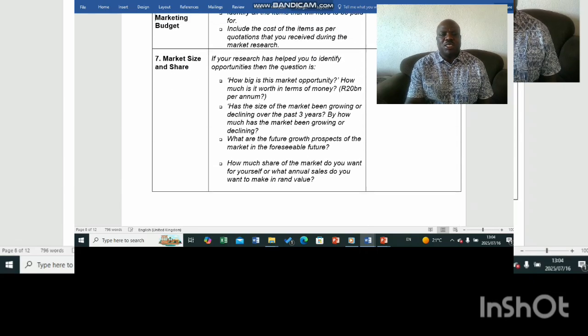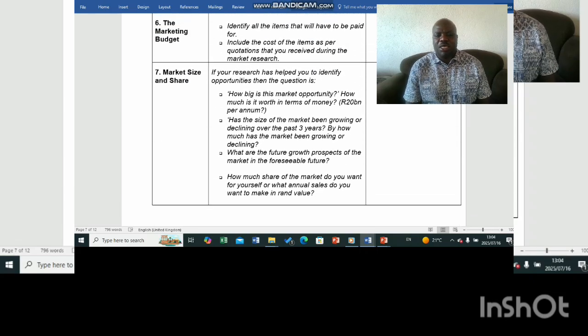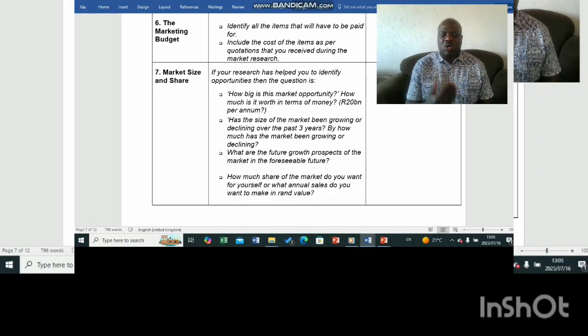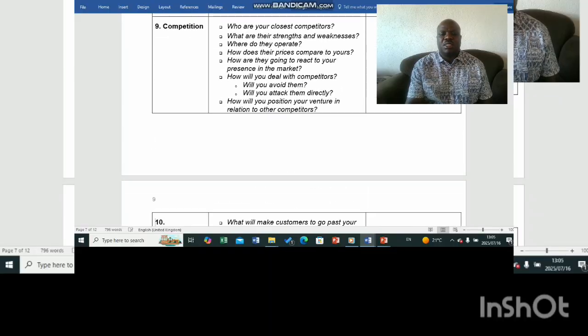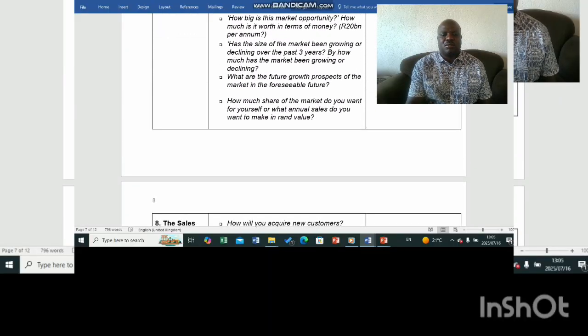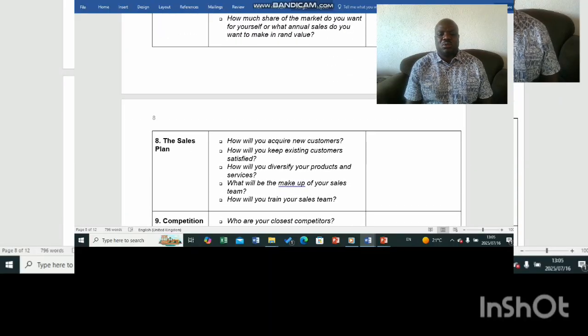The marketing budget. Your marketing plan has to have a budget. Market size and share. Remember, we talked about market size and share. You have got to be able to list it, and the target share. If you don't remember, go back to the previous series and revise as you construct your marketing plan.